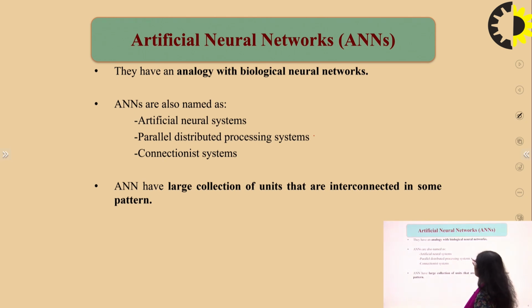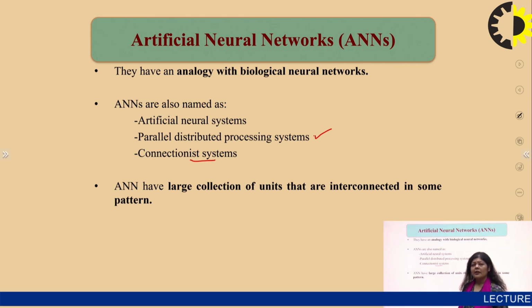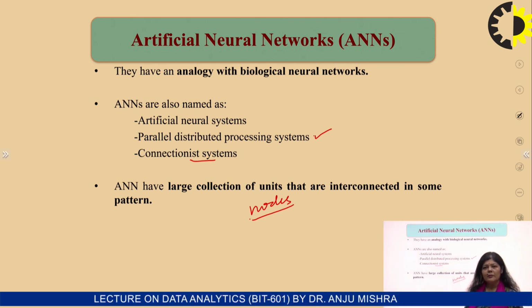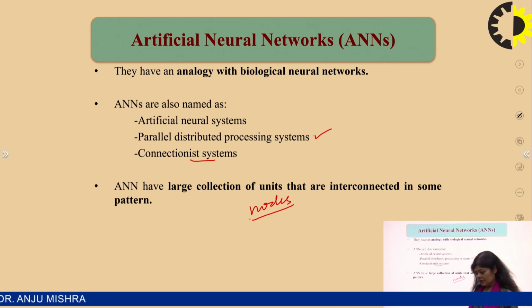They are also called parallel distributed processing systems, and sometimes connectionist systems. ANNs have a large collection of units that are called nodes or neurons. So when I talk about ANN, specifically meaning the artificial neural network model, we are going to study it shortly.